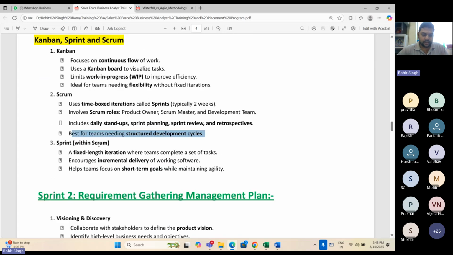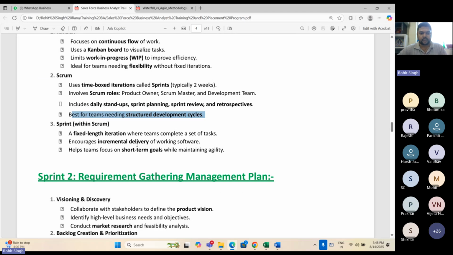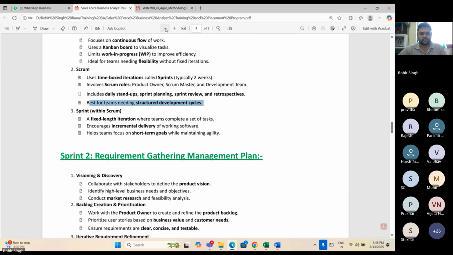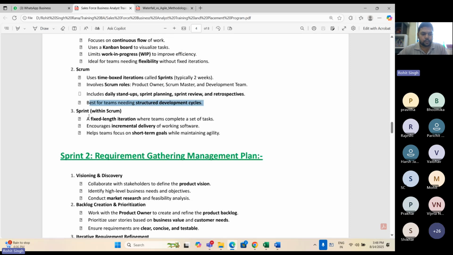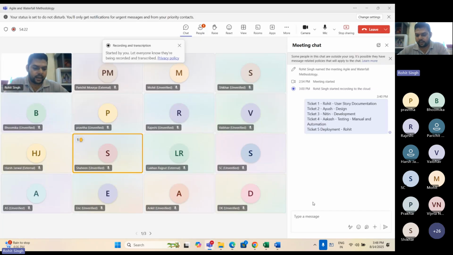Then comes of course the sprint. Sprint in itself is a scrum, and a scrum ceremony. What is a sprint? Let's say I have total tickets, 100.